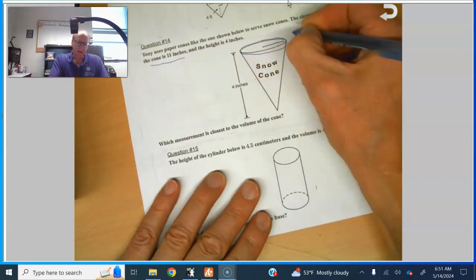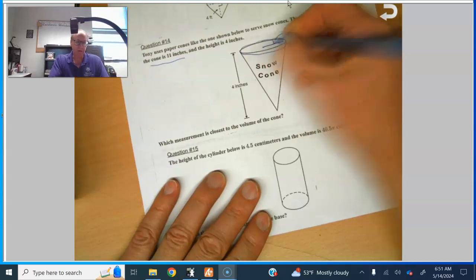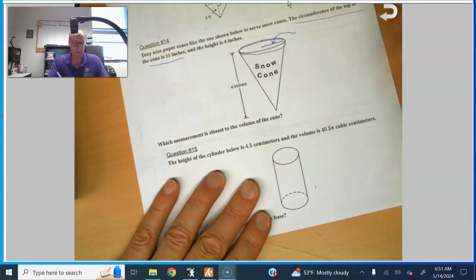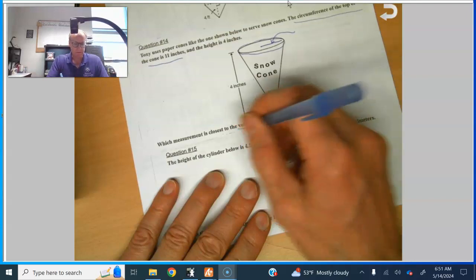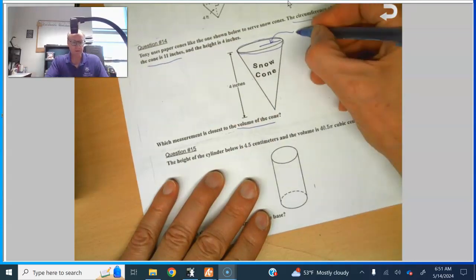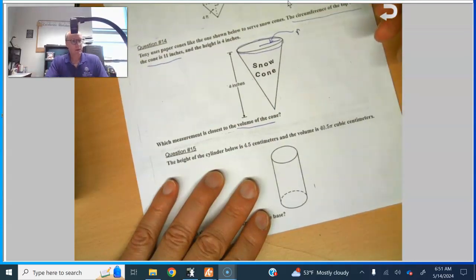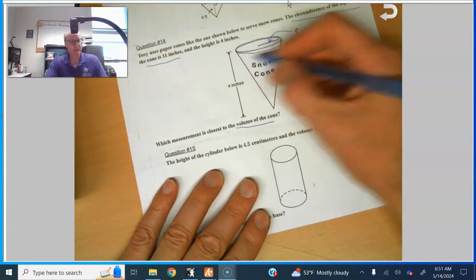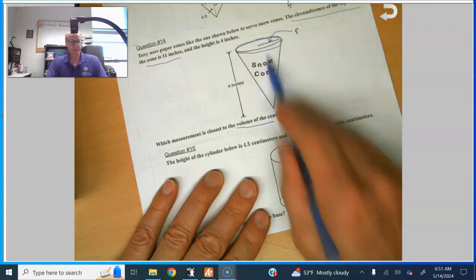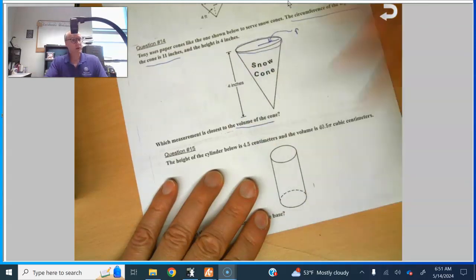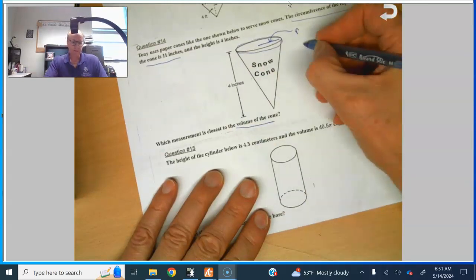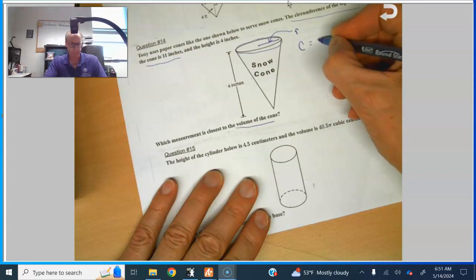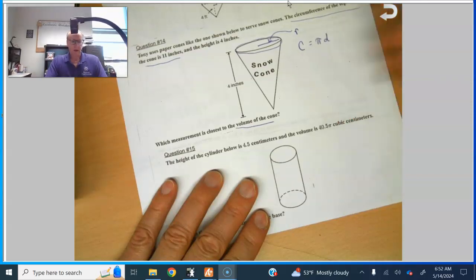We need the radius in order to find the volume of that cone, if that's what they want. Yeah, they want the volume of the cone. So I need to know what the radius is. Well, you should know that the circumference is pi times diameter. Notice that I started with a diagram, and now I'm going to write a formula. The circumference of any circle is equal to pi times diameter.